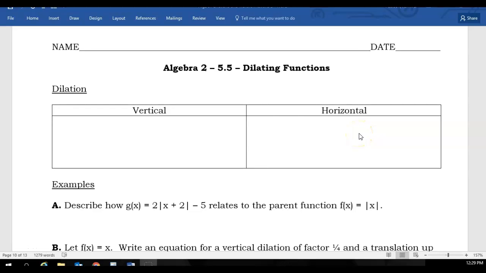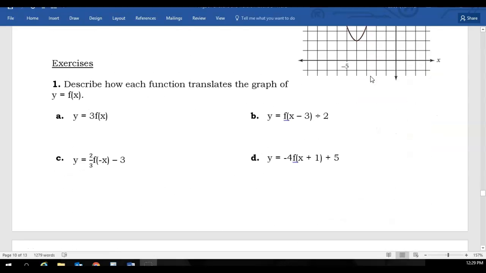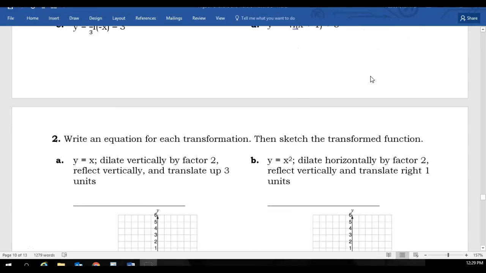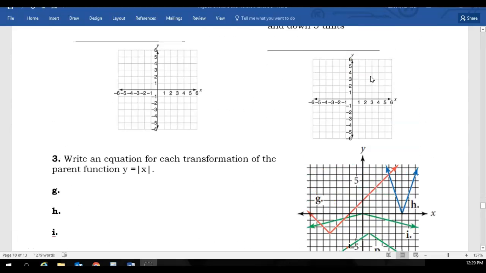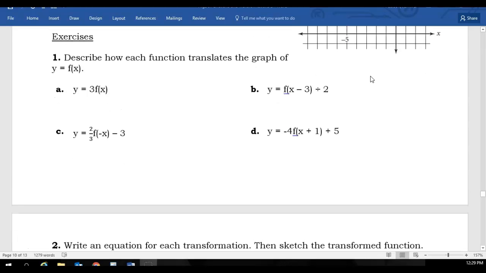Hello, I'm going to be going over some of the exercises from Algebra 2, Lesson 5.5. I think I'm going to do just one, because I think they all go A through D. So I'll just do one of each. So, question one, I'll do the last one.